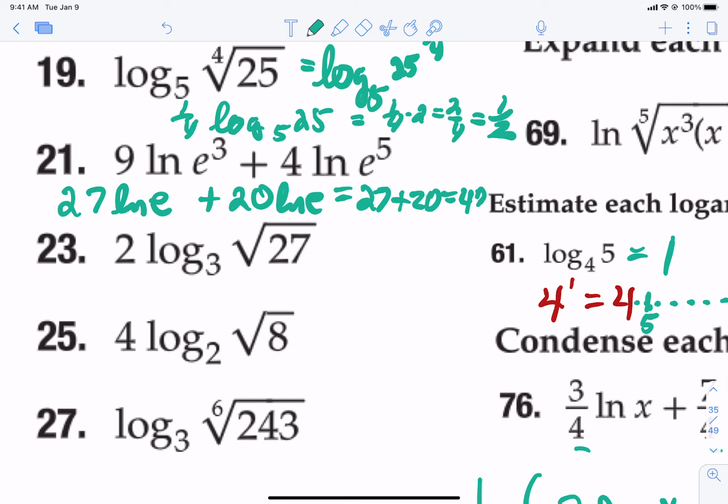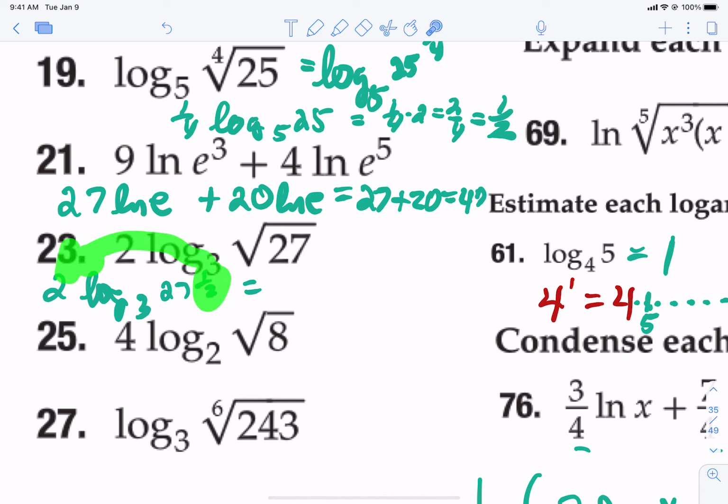We're going to do one more, 23, before we say goodbye. So I'm going to rewrite the 27 to a 1/2 power. So I can take that 1/2 power and drop it down in front. Now that 1/2 power is going to drop down in front and multiply by the 2 that is there. So now it becomes much easier. What power do I put on a 3 to get the number 27? Nicer and a little quicker, because we do things in a way that we haven't been able to really before.